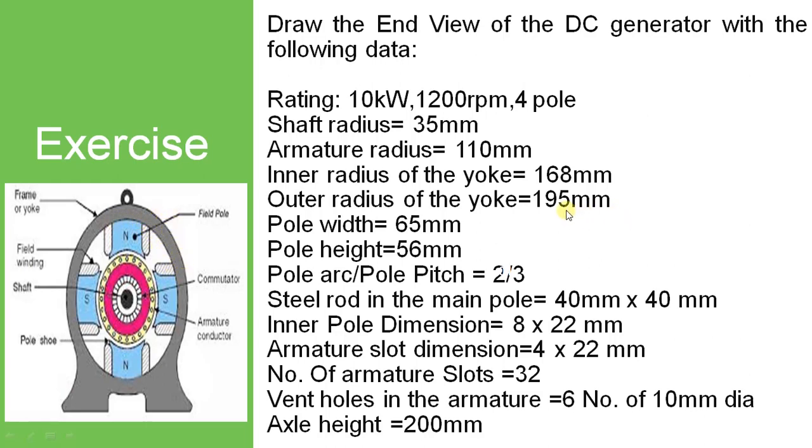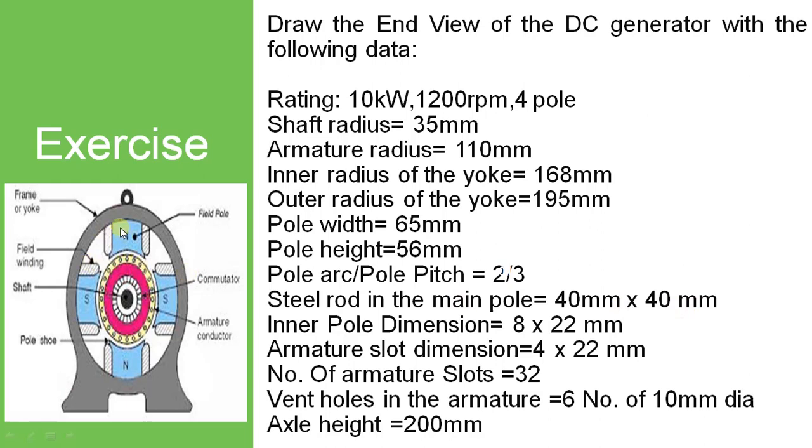It is also given, it is 195 mm, and the pole width is 65 mm, the main pole or the field poles. So the width of the pole is 65 mm, and the pole height including the pole shoe, this is called a pole shoe. From here to here the pole height is 56 mm, and the ratio of pole arc to pole pitch is 2/3, and there is a steel rod in the main pole which has a dimension of 40 mm cross 40 mm.